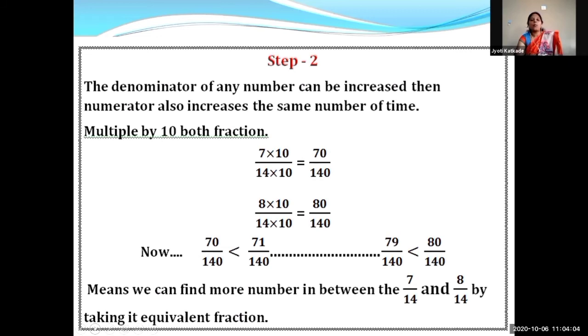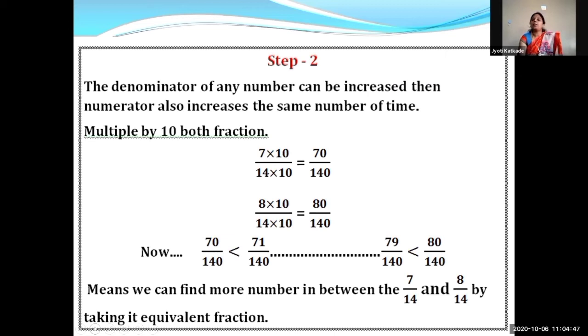Step 2, here we have multiplied this fraction by 10. Okay, here we multiplied 7/14 by 10. So we get 70/140 and 80/140. When we multiply both fractions by 10, we get 70/140, 80/140. Okay, means in between 7 and 8, we can't find any number. That's why we take the equivalent fraction of 7/14 to find numbers in between them.